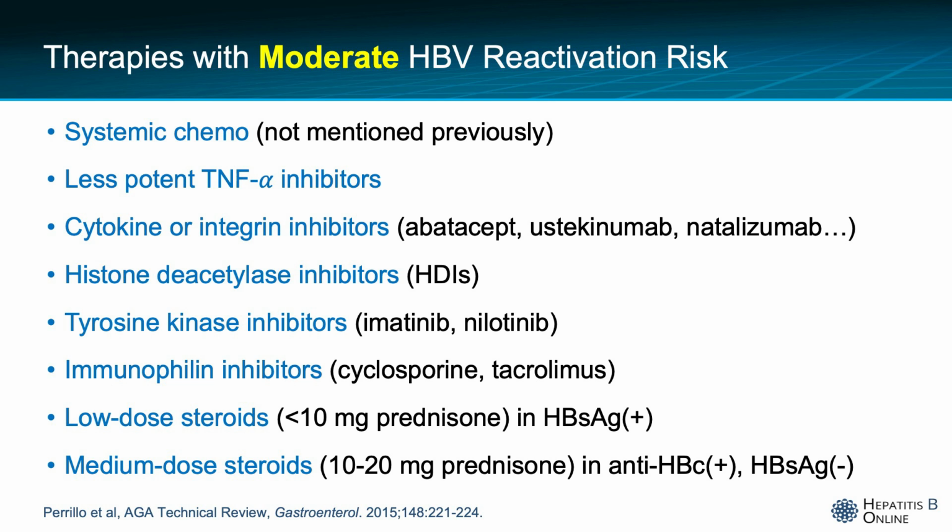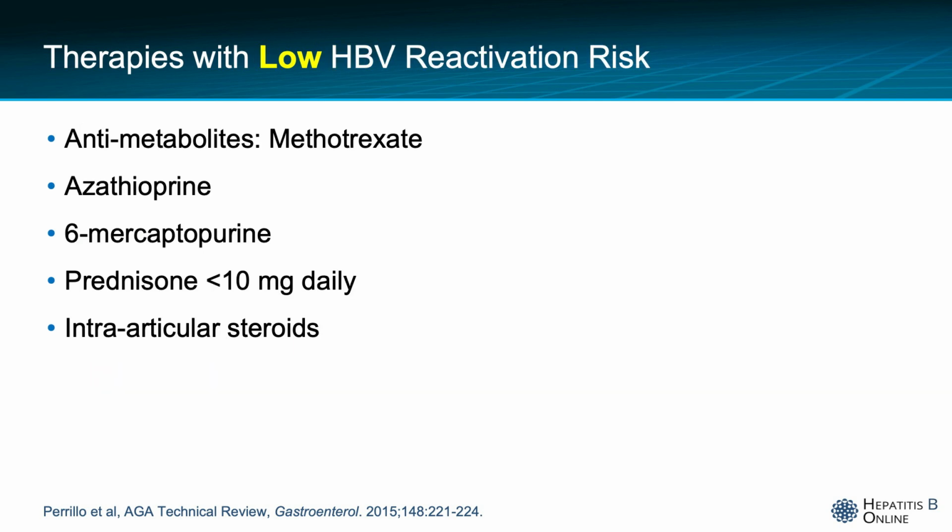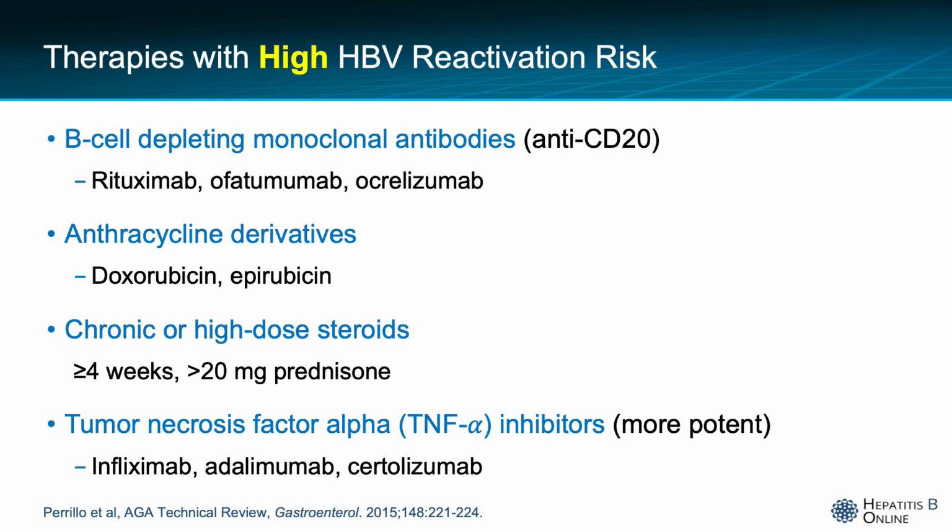Therapies with moderate risk for HBV reactivation include a variety of different agents, such as other systemic chemo not previously mentioned, the less potent TNF-alpha inhibitors, tyrosine kinase inhibitors, steroids that are low dose in patients who have chronic HBV, and medium dose for those who have resolved infection. This list are agents that are associated with low risk of HBV reactivation. So how does one keep track of these therapies? You don't need to, because you can always consult these categories again. But it is important to know this list by heart, especially if you use these medications with any regularity.